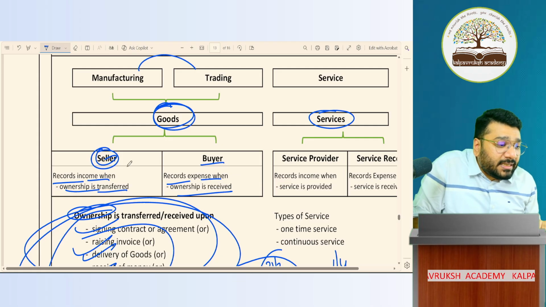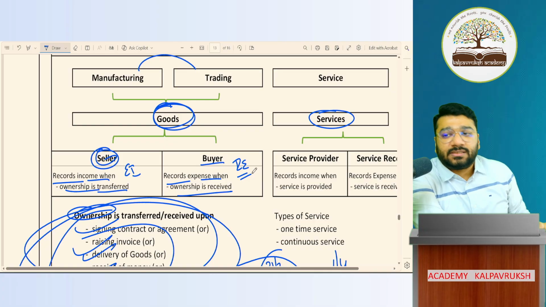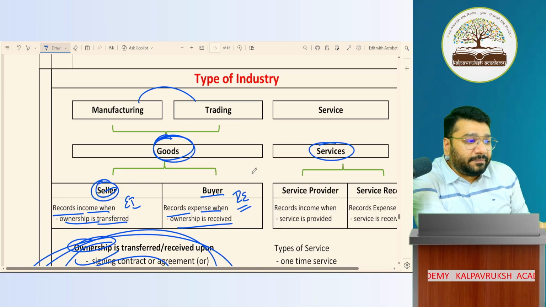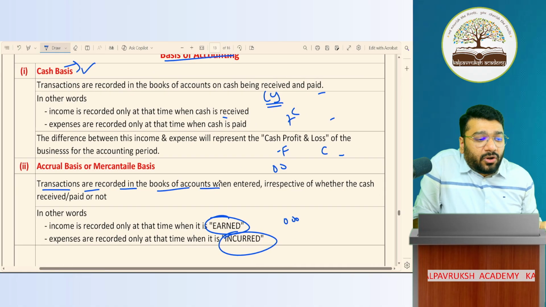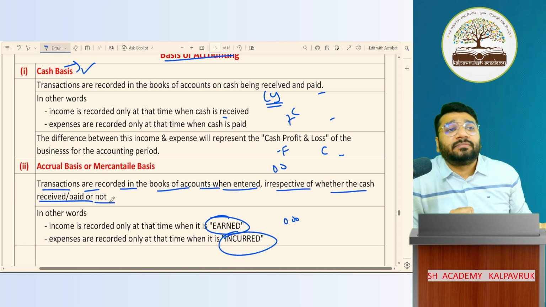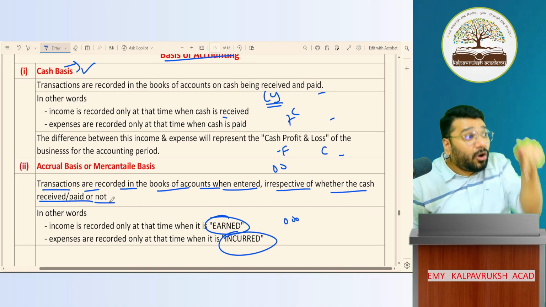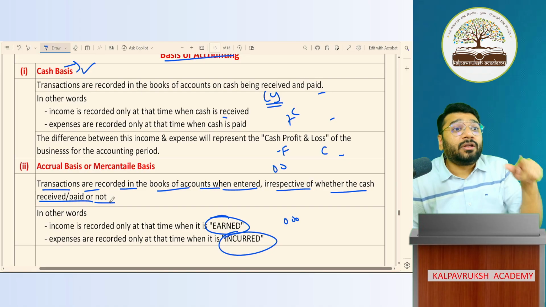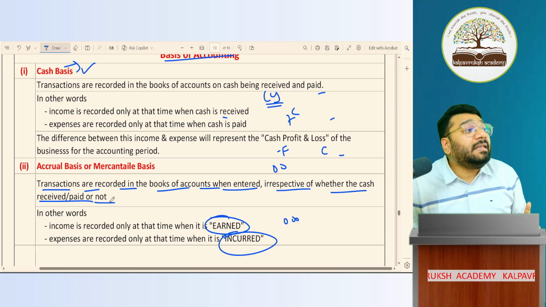This is called earning income, and this is called incurring expenses. Okay, not okay. Transactions are recorded in the books of accounts when entered, irrespective of whether cash is received or paid. I'll record income whether money came or not. I will record expenses whether money is paid or not. So paying or receiving money is not the criteria to record income or expenses.